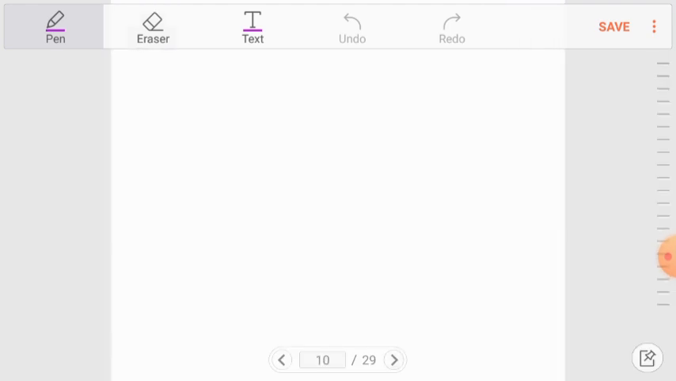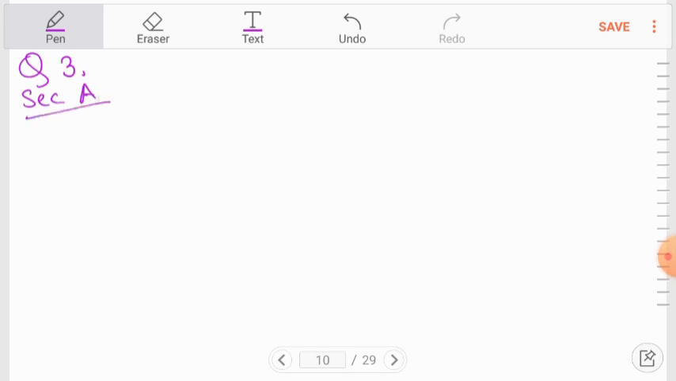Now I am going to solve question number 3 from section A. Question 3 is: ultrasound can be used to investigate organs inside the human body. Which of the following statements about ultrasound is correct?